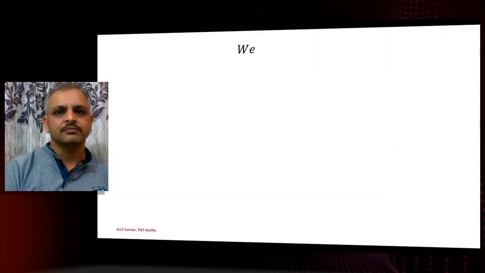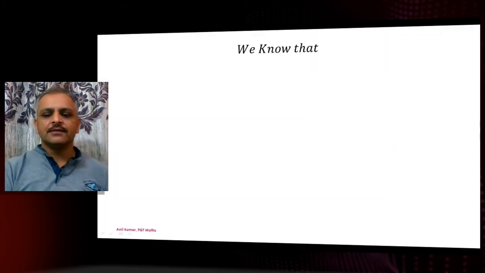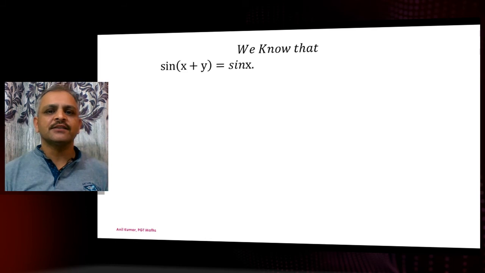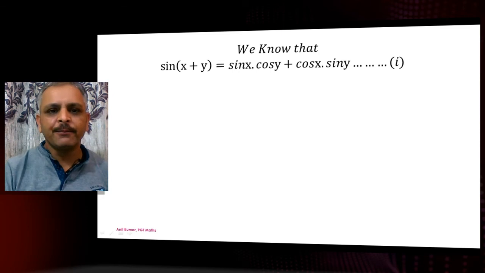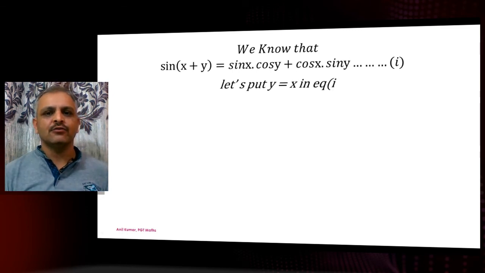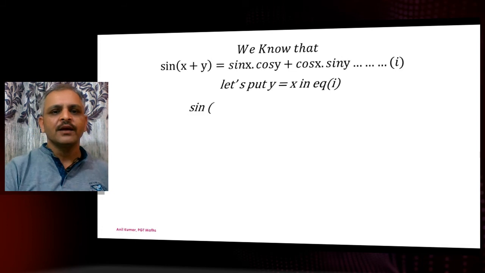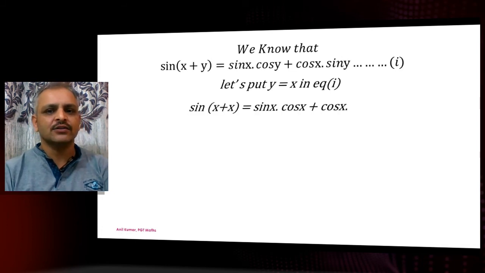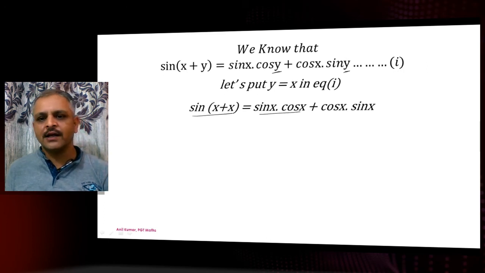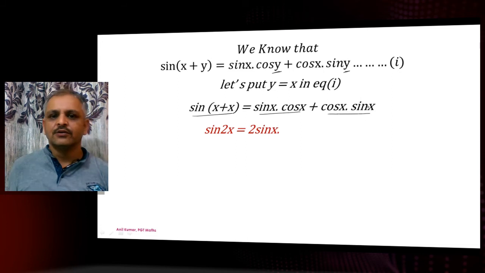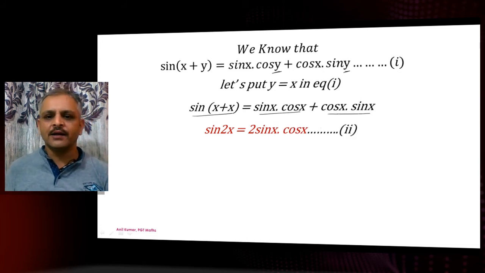Submultiple identities. We know that sin(x plus y) is equal to sin x cos y plus cos x sin y. If I replace this y with x, that is, put y equal to x in equation 1, it will give me sin(x plus x) equals sin x cos x plus cos x sin x. So sin 2x becomes sin x cos x plus sin x cos x. This is my first submultiple identity: sin 2x is equal to 2 sin x cos x.